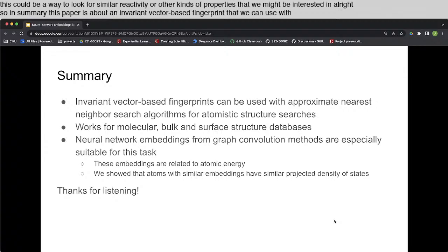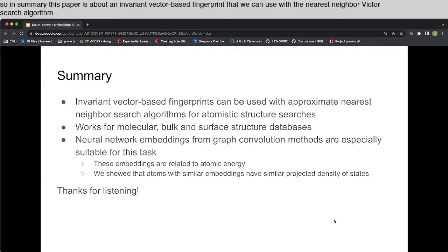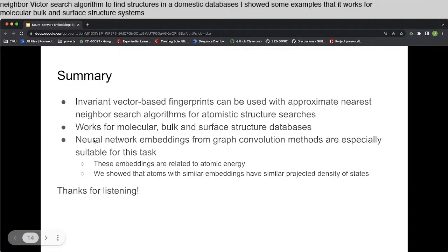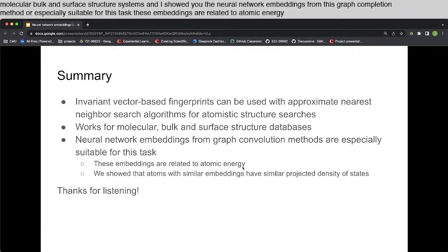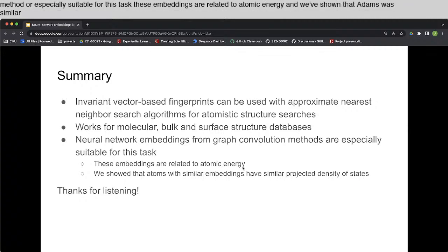All right, so in summary, this paper is about an invariant vector-based fingerprint that we can use with a nearest neighbor vector search algorithm to find structures in atomistic databases. I showed some examples that it works for molecular, bulk, and surface structure systems, and I showed you the neural network embeddings from this graph convolution method are especially suitable for this task. These embeddings are related to atomic energy, and we've shown that atoms with similar embeddings frequently, at least in the examples we showed, have similar projected density of states.